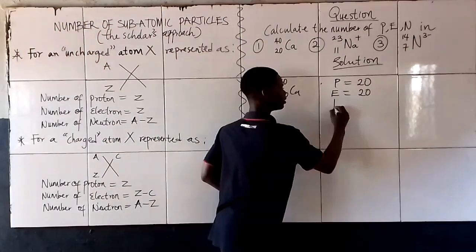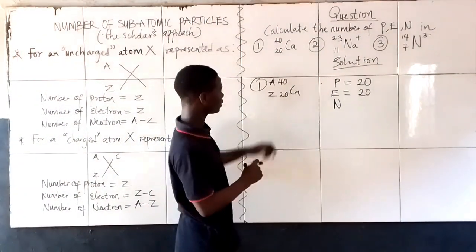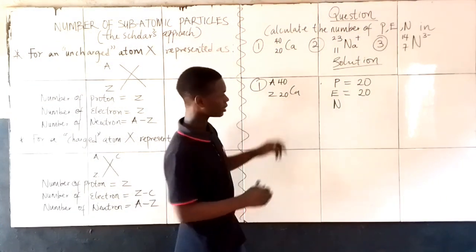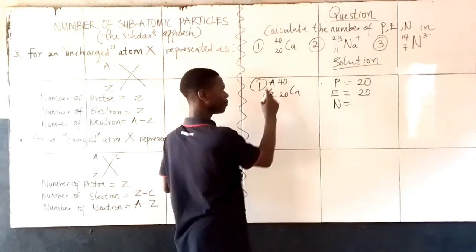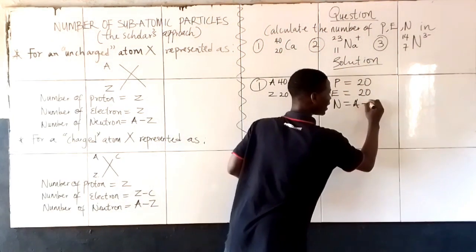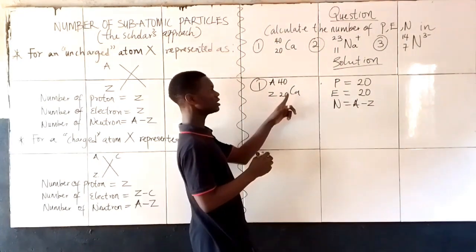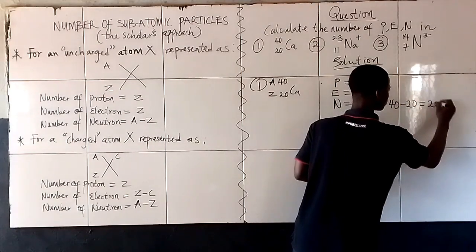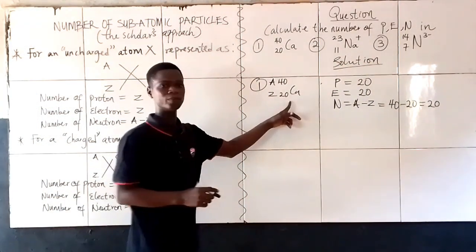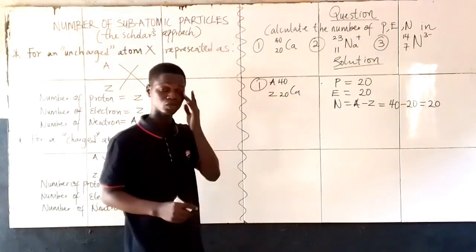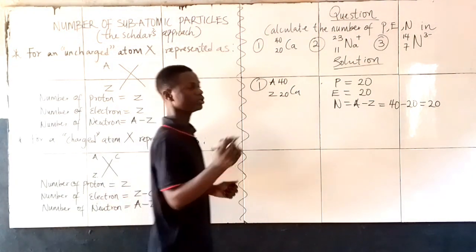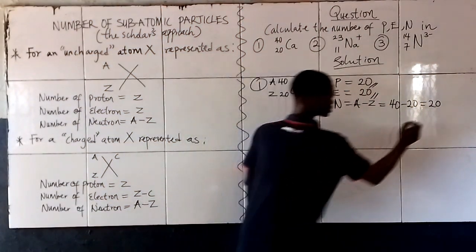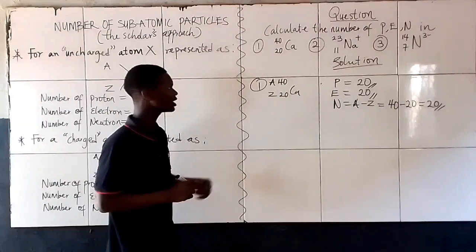The last thing, for the number of neutrons, the formula will differ. It's up minus down. That is the mass or atomic mass minus the proton number. So I will come here and write A minus Z. So what's our A? 40 minus 20, and that gives us 20. So in calcium, in an uncharged calcium atom, I said uncharged calcium atom, the number of protons is 20, the number of electrons is 20, and the number of neutrons is 20. So we are done for this. Let's quickly get to the next one.